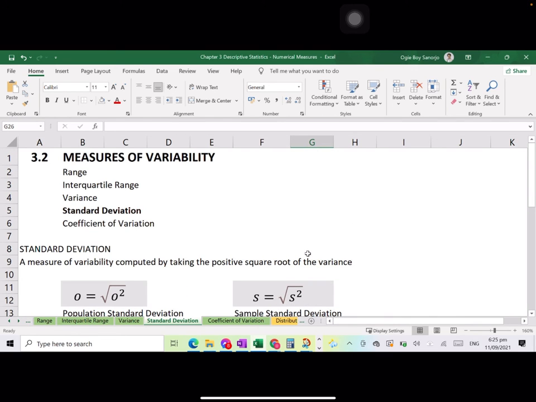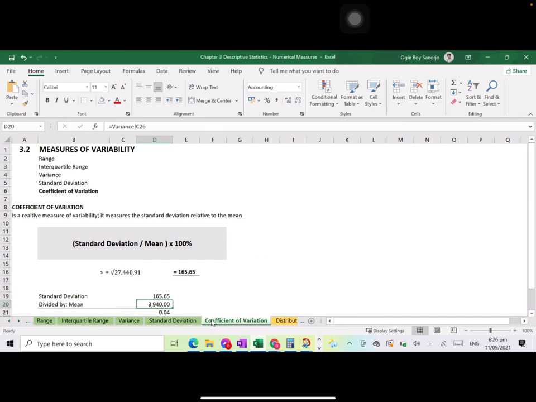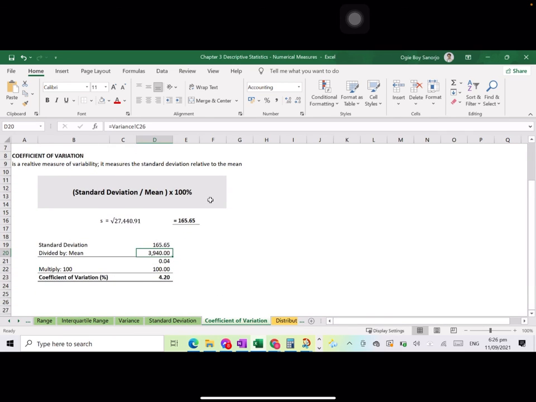So from range, interquartile range, the variance, standard deviation, no? Magkakadugtong-dugtong siya. So yung topic ng variability, most probably connected siya with the measures of location. And the last topic for the measures of variability is the coefficient of variation. No, it is a relative measure of variability. It measures the standard deviation relative to the mean.